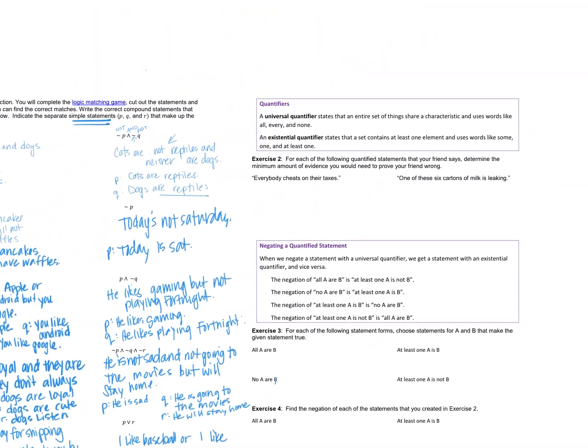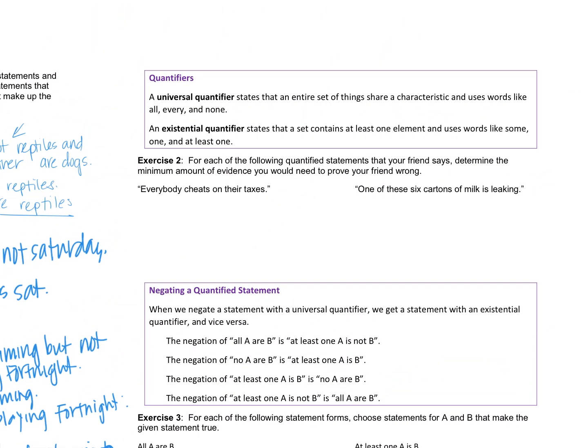All right, we're going to move on to these things called quantifiers. There are both universal and existential quantifiers. Universal are when they talk about an entire set having a certain quality or characteristic. So you say like, all people like classical music, or every person drives a car. Or you could say something like, no one eats spaghetti. All of those things are considered universal quantifiers.